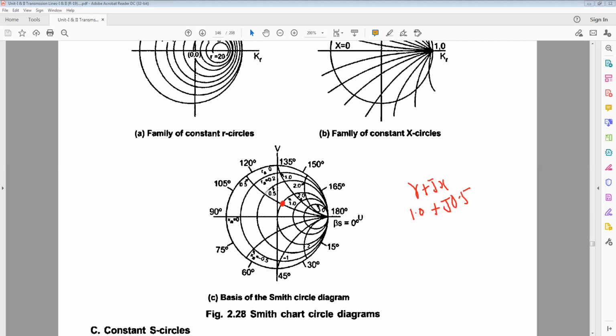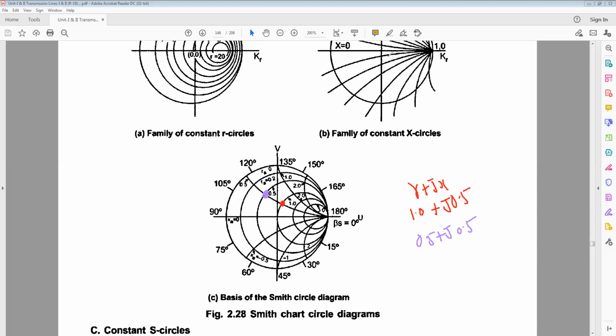Suppose the point is here, the normalized impedance. What is the R here? The R circle is the 0.5 R circle, so 0.5. What is the X circle here? The X circle is 0.5 only. j 0.5.